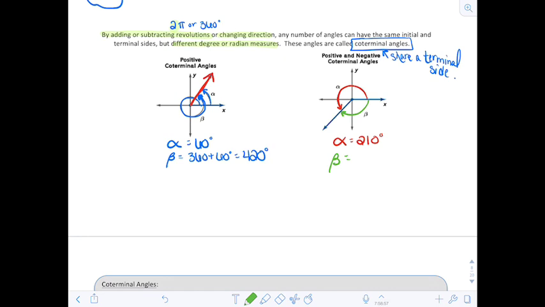So beta would be what? Well, together they make a full revolution. So we would take 210 and subtract 360, and we get negative 150 degrees. Now, you can also just take the difference by doing 360 minus 210 and getting 150, but you have to remember the angle was rotated clockwise, so don't forget to put the negative on there. So those are examples of coterminal angles.